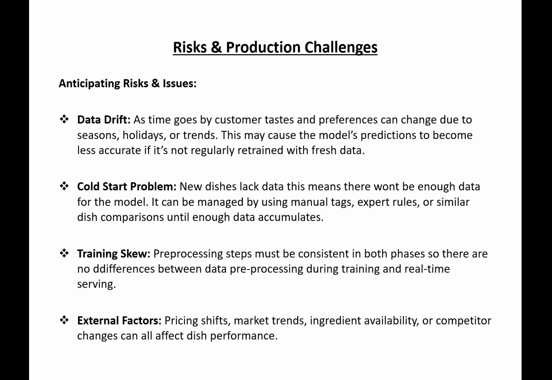So this may cause the model's prediction to become less accurate if not regularly retrained with fresh data or previous data based on specific seasons or specific holidays or trends. For the second point, the cold start problem, new dishes lack data, so this means there won't be enough data for the model. In order to fix this issue, it can be managed by using manual tags, expert rules, or similar dish comparisons. This can be done until enough data is accumulated in order for the new dishes to be analyzed or trained.